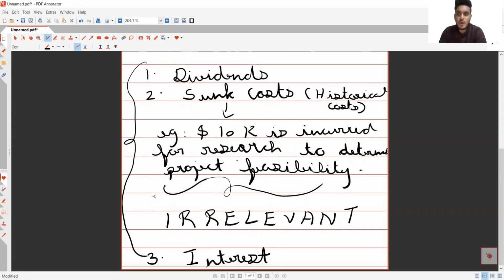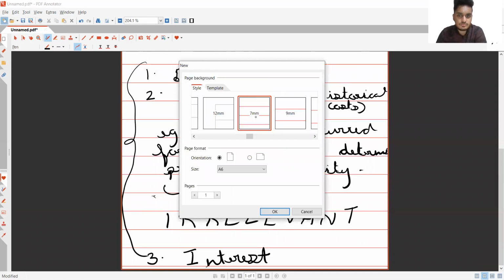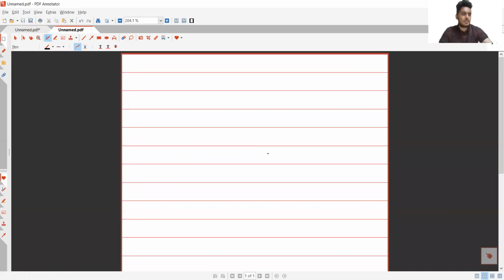All right, so now that we have an idea of what kind of costs we're supposed to include, let's go into an NPV format and see how that looks. If I were to open a new page, all right. So guys, now let's have a look at the NPV format. Just bear with me for a minute.